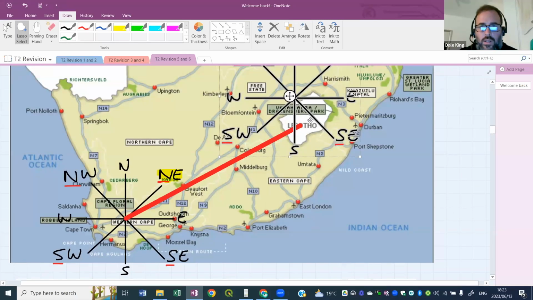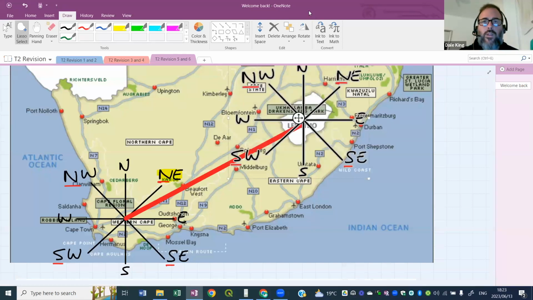All right, if I put my compass on Lesotho, then you would say that the red line is going southwest. So you could either be saying northeast or southwest.